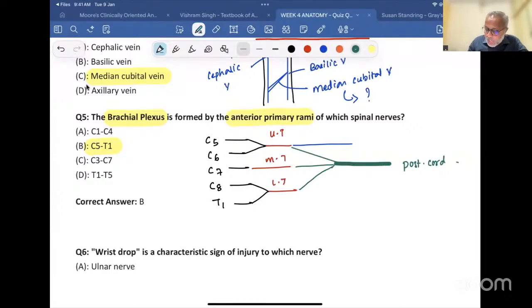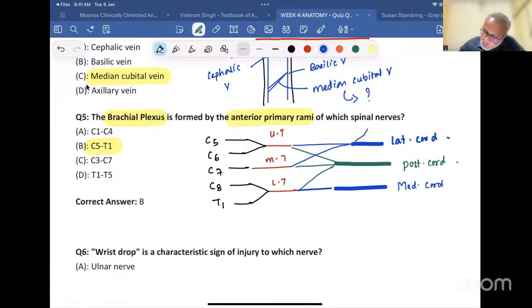What about the anterior division of upper trunk and middle trunk? The anterior division of upper and middle trunk will fuse, C5, C6, C7. And what will this continue as? This will continue as the lateral cord. Done. Now, what is the fate of the anterior division of the lower trunk? This will continue as the medial cord. So lateral cord will have three branches.